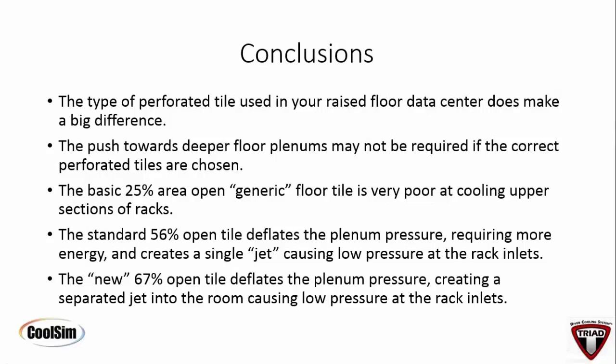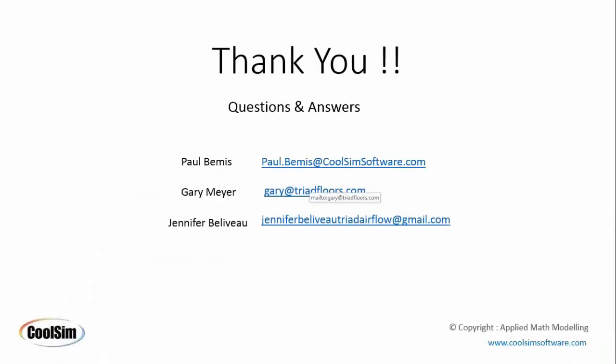I am shocked how poor the generic 25%er is at cooling upper sections of racks at all. And then the alternative, 56%, is like punching a hole in your balloon. It just all comes out in a jet right towards the ceiling, cools off your return air temp, which is bad for the chiller, and also doesn't provide good cooling because of the pressure problem in the front of that rack. The newer tiles that have been introduced aren't that much better. So it seems like you've got something there, as far as I can tell, Gary. You've got yourself a nice tile.